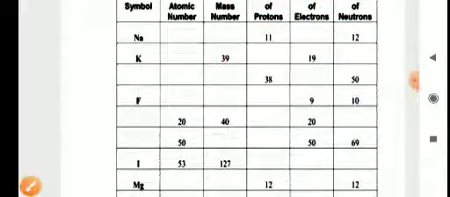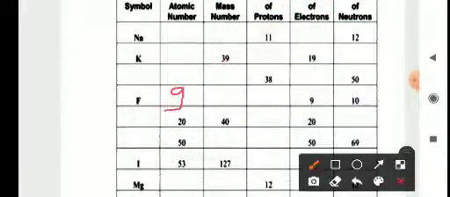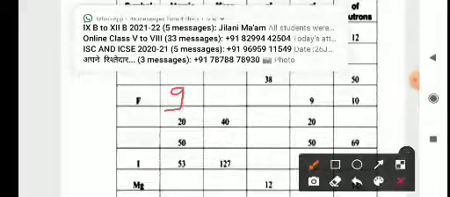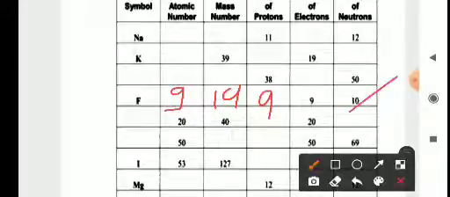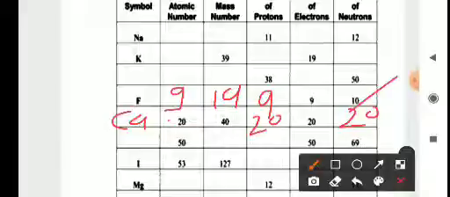Now come to fluorine. Fluorine has atomic number 9, and the mass number for fluorine is 19. The number of protons is 9, the number of electrons is 9, and the number of neutrons will be 10. Here the element will be calcium. Its atomic number is 20, mass number 40. So the number of protons is 20, the number of electrons is also 20, and the neutrons will also be 20.